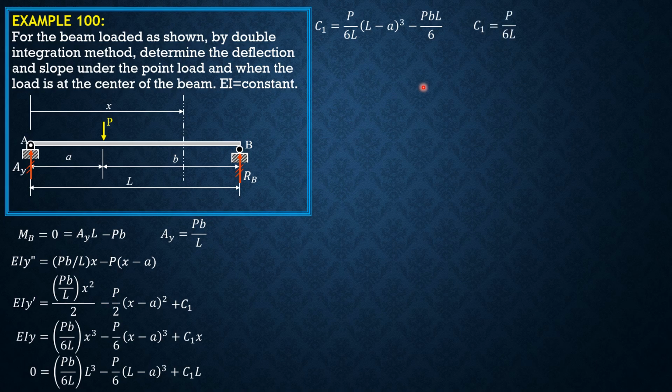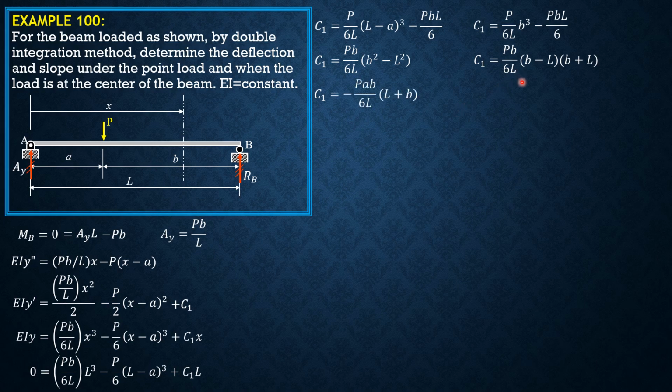So C sub 1 is P over 6L B cubed minus PBL over 6. Factoring out PB over 6L, we'll have B squared minus L squared. Factoring out further, B squared minus L squared into PB over 6L times B minus L, B plus L. And take note that B minus L is negative A from the figure. So C sub 1 is negative PAB over 6L times L plus B.